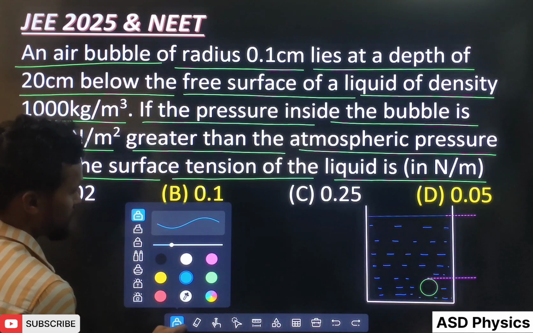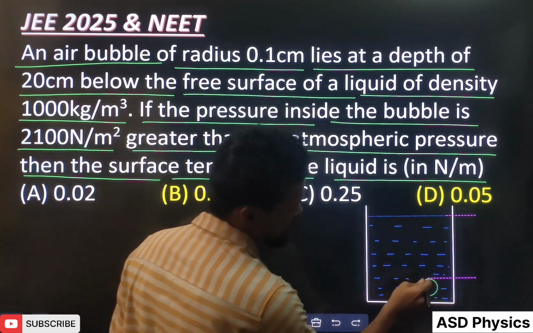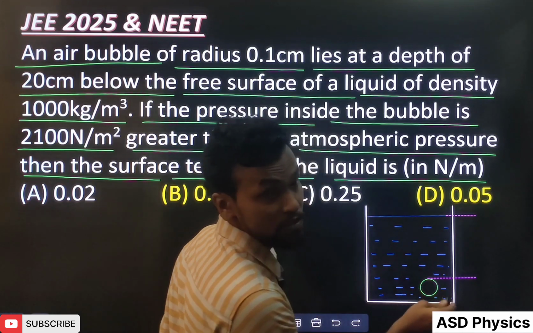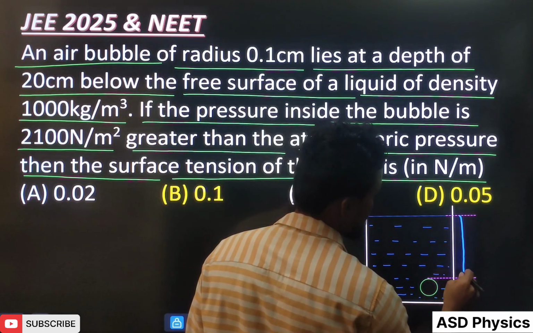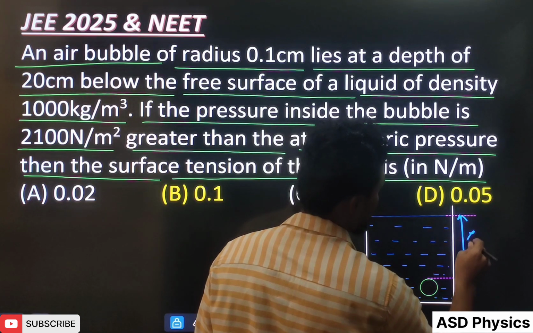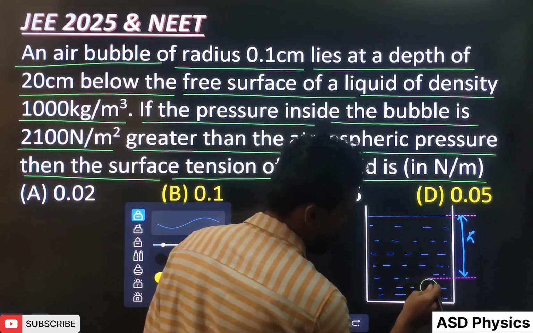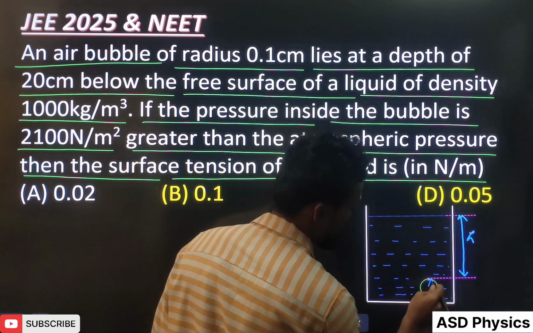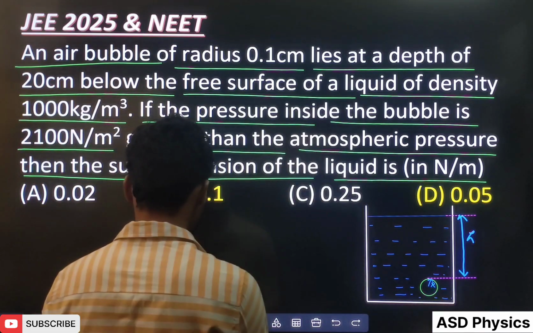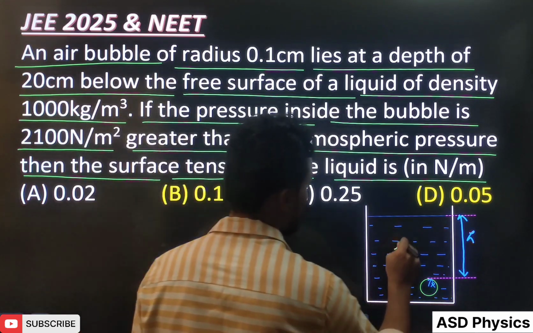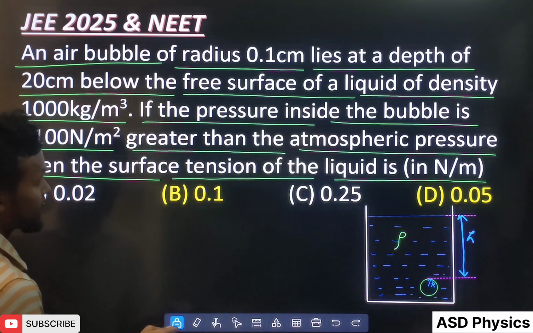Okay, so first we'll collect the data. You can see there is one bubble, which I have shown here with the green color, and it is at some depth. Let's take this depth as h, the radius of this bubble as r, and the density of this liquid as rho. All this data we are going to write down one by one.